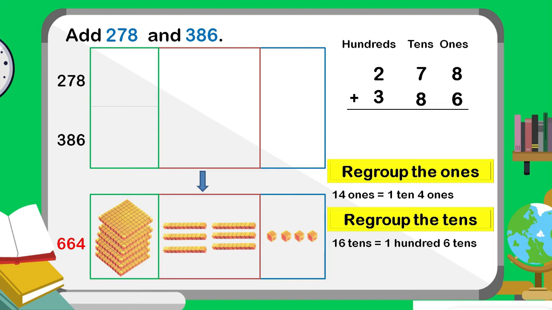Make sure that the numbers are aligned correctly before adding. Let us add from right to left. Let us add the ones. 8 plus 6 is equal to 14. We can't put 2 digits in the ones place. We can only put a single digit. So we need to carry over 1 to the tens place.